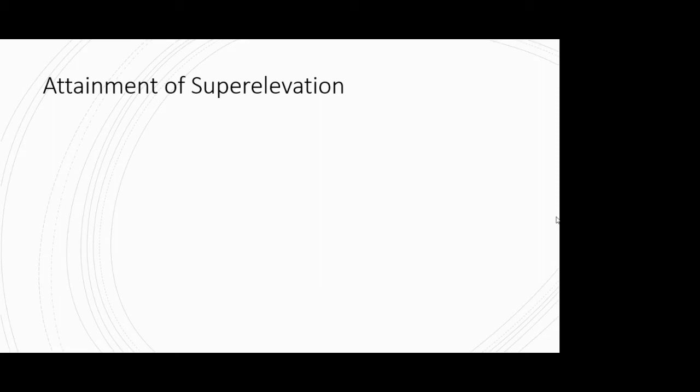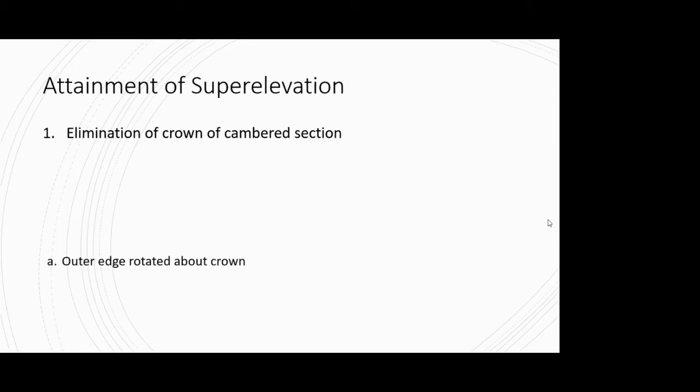Now comes the next part: how will you actually give this superelevation on field? For that we will see 2 methods today. The first method is known as elimination of crown of a cambered section. In this, we again have 2 methods. The first one is that the outer edge is rotated about the crown.